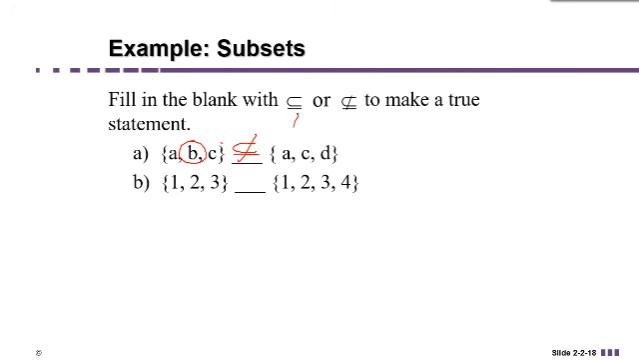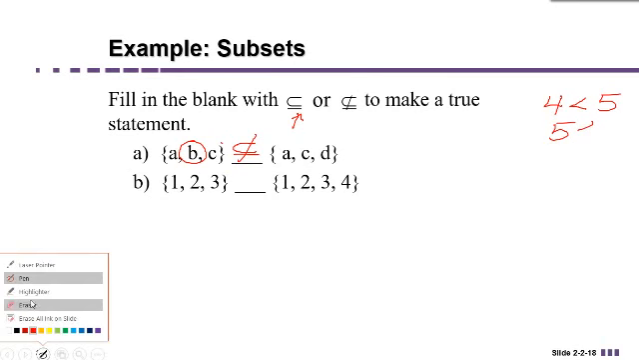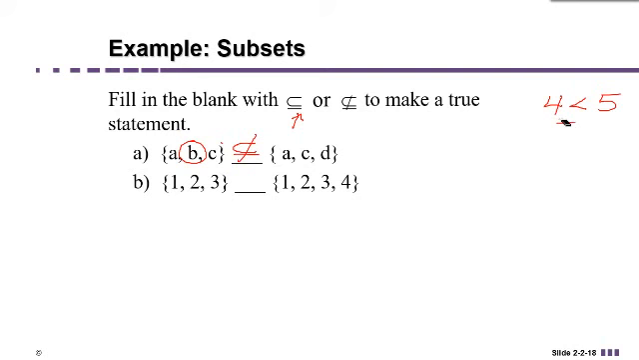Now, notice the direction here matters. It's just like the less than and greater than symbols that we use. So for example, it would be true to say that 4 is less than 5, but it would be false to say that 4 is greater than 5. Right? That wouldn't be true.